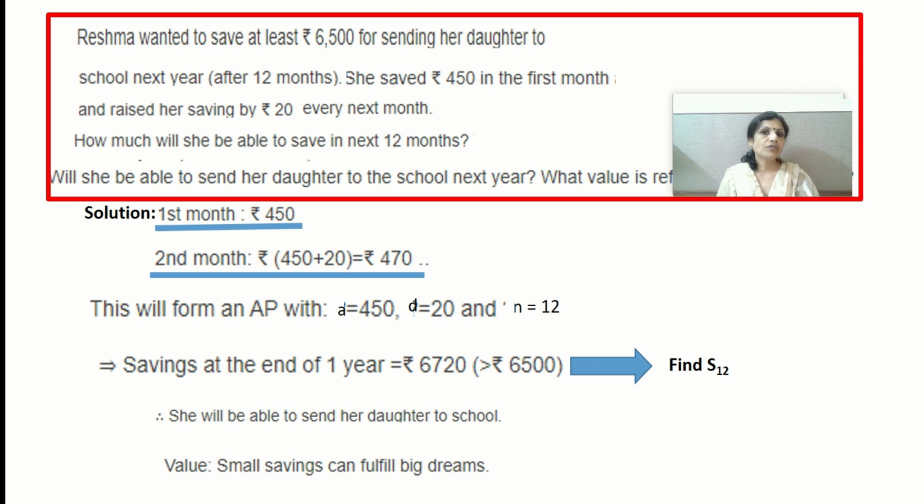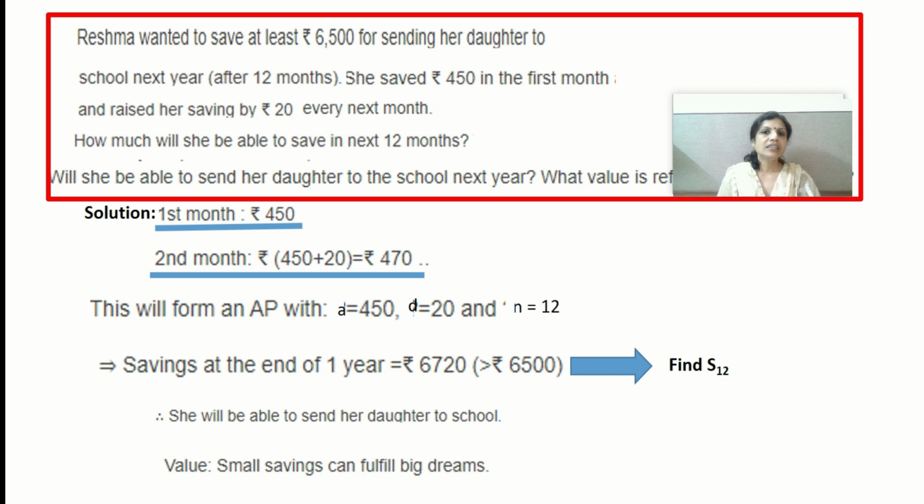So at the end of 12 months, she will save 6720, which is greater than 6500. That shows that she will be able to send her daughter to the school. And what value do you get from this? The value is small savings can fulfill big dreams. So such simple types of sums are also asked in the exam. So please make a note of this.